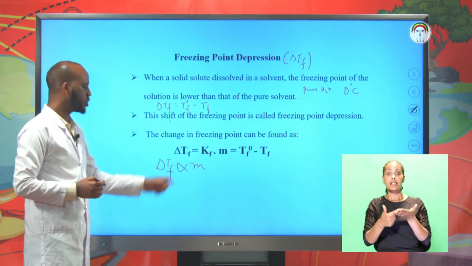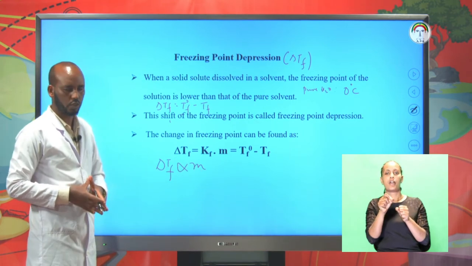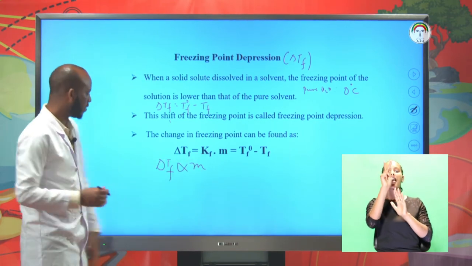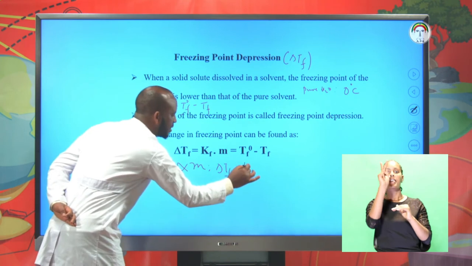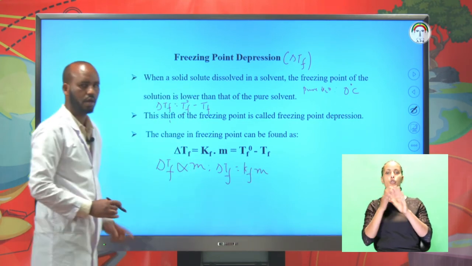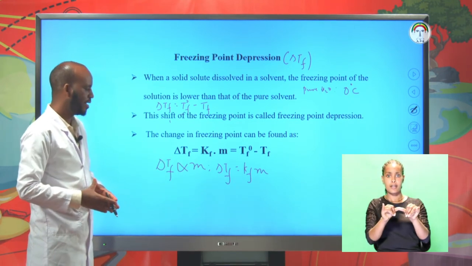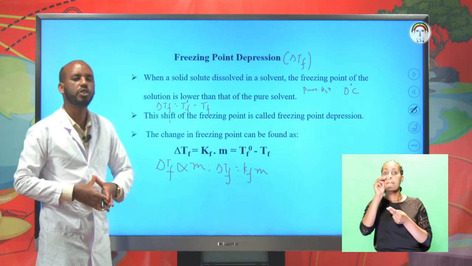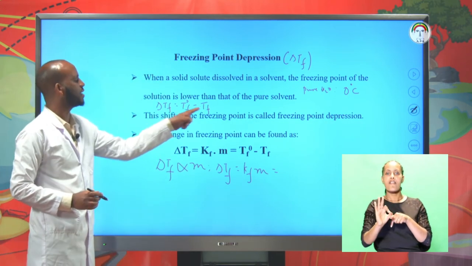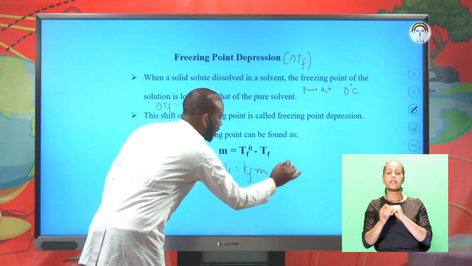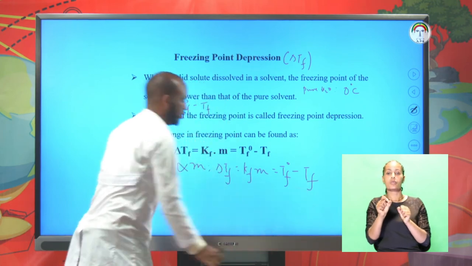This proportionality constant is known as the freezing point depression constant, denoted by the symbol Kf. Therefore, we can write delta Tf equals Kf times molality of the solution, where Kf is the freezing point depression constant, m is the molality of the solution, and delta Tf is T naught F, the freezing point of the pure solvent, minus TF, the freezing point of the solution.